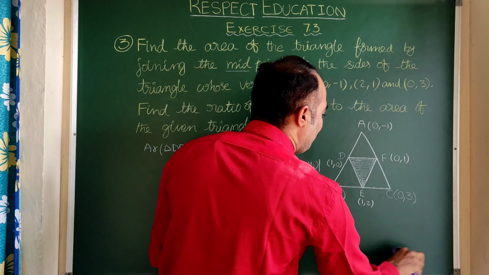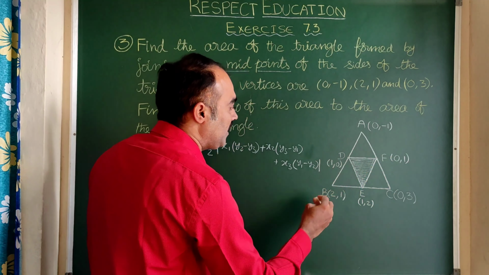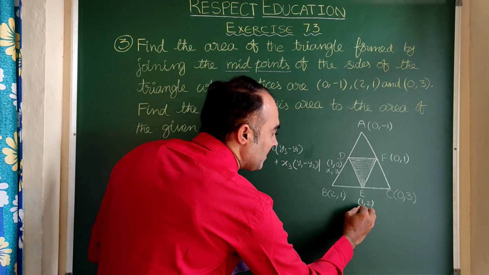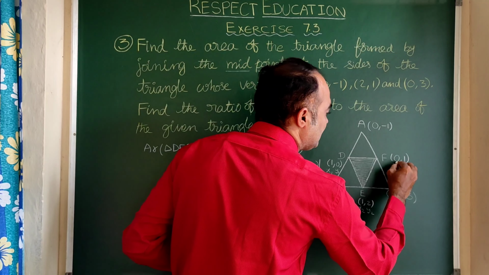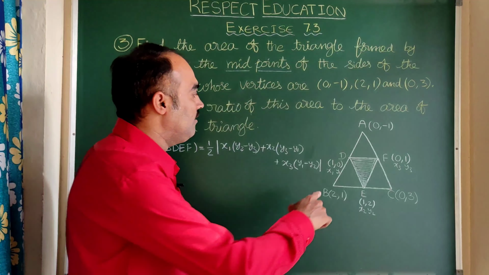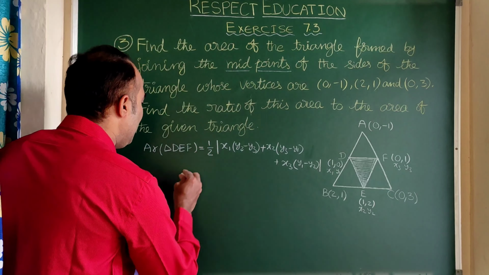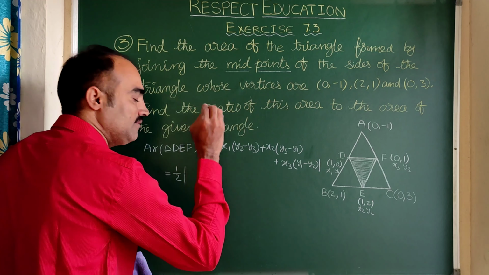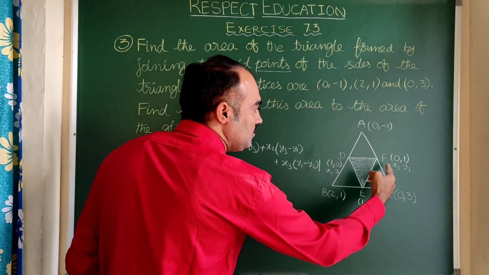Here, as we are finding the area of triangle DEF, let us give x1, y1 to D, x2, y2 to E and then x3, y3 to F, because we are finding the area of triangle DEF. Let us substitute the values here. 1 by 2, let us write as it is. First I am writing x1, then x2, then x3.